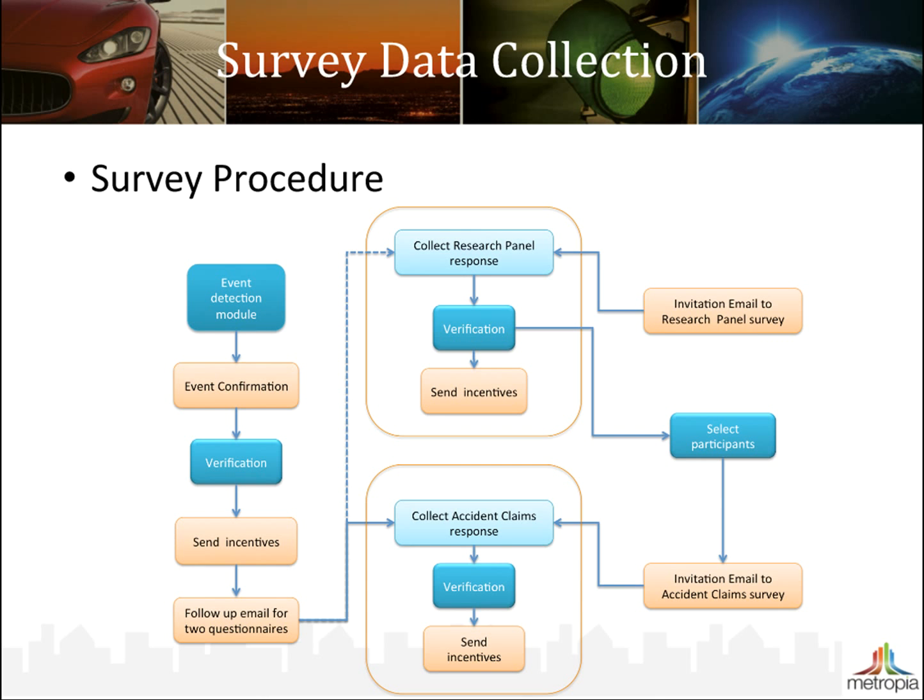To detect an abnormal event, we checked in real time if a user's trajectory data exhibited a deceleration exceeding a certain threshold. If so, the system flagged a hard brake event and sent a notice to a Metropia staff member to contact the user directly to verify if an accident had indeed occurred or not. If an accident was verified and the event was logged, the user was awarded with an incentive. Next, the user was requested to complete an online survey. Once the responses were received, we verified the data and awarded the user for his or her responses.